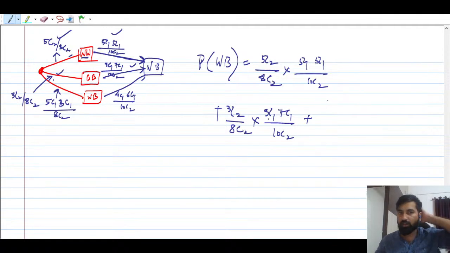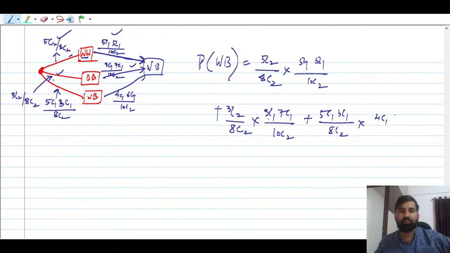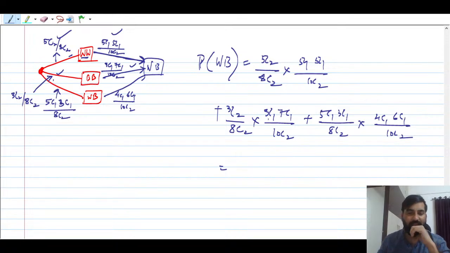Here it will be 5C1, 3C1 by 8C2 into 4C1, 6C1 by 10C2, right? So you just have to solve it and you will get the answer. You don't have to worry anywhere. It's a very good concept. I just gave you the answer and you guys can just solve it. I think many of you might be familiar with what is 5C2 and 8C2. Just solve this and you will get the answer.